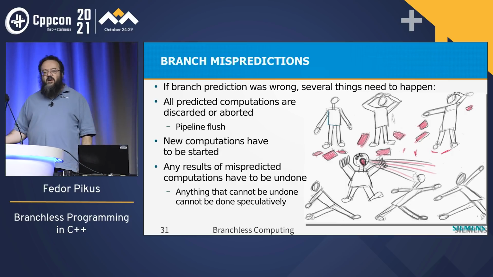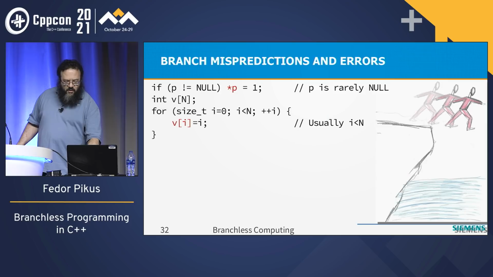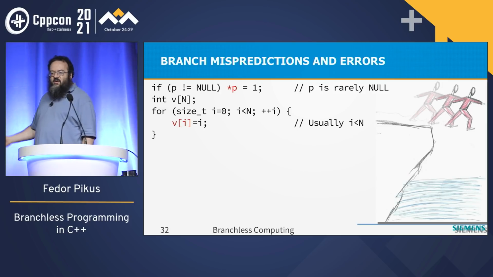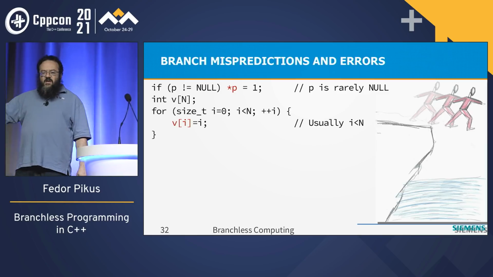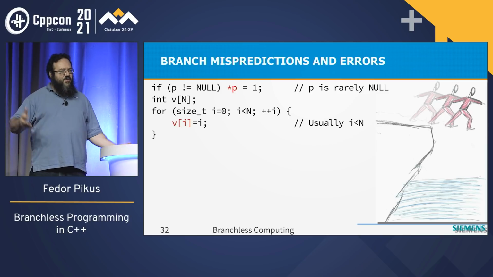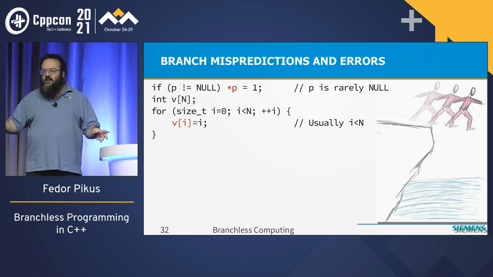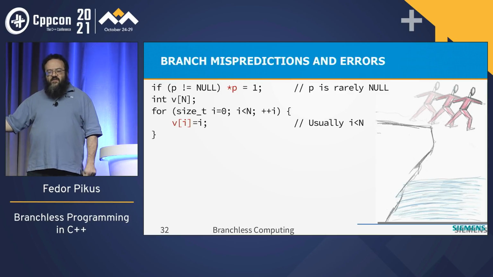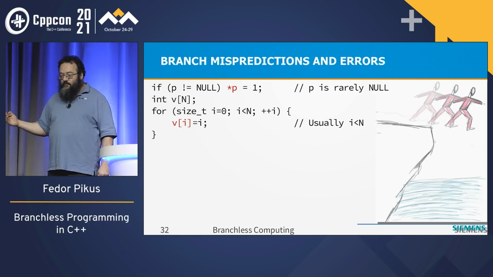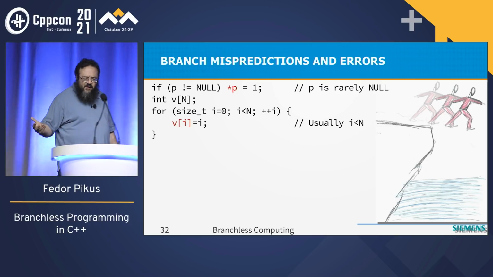Anything that you've done speculatively has to be discarded. What if you've done something that cannot be undone? Well, what could that be? Here is a very common prediction. If P is not null, dereference P. P is almost never null. What does the processor do? The processor says, oh, look, it's almost never null. Let's pretend it's never null. That's our prediction for the future. And the next thing it does is dereference P. What happens if P was null? It still dereferences P.